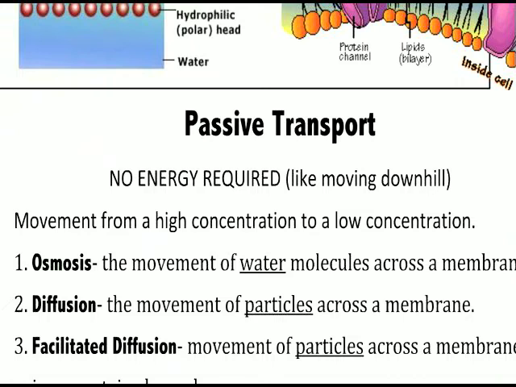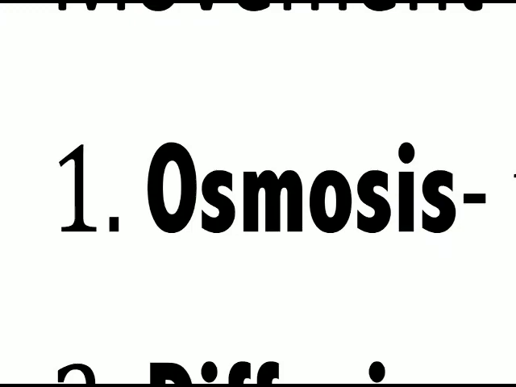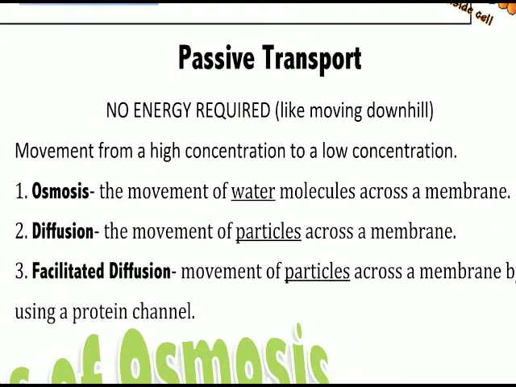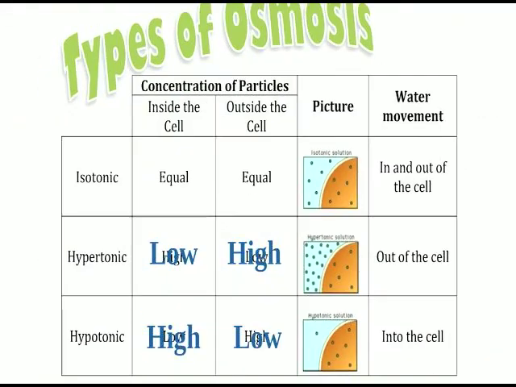Now, the hill that we're talking about is not a physical hill where you have a high point and a low point. It's more of a hill in terms of concentration. We're moving from a high concentration, so there's a lot of something in a small area, to a low concentration where there's a little bit of something in an area. The first kind of passive transport is osmosis. Osmosis is the movement of water molecules across a membrane, and there are three kinds of osmosis.